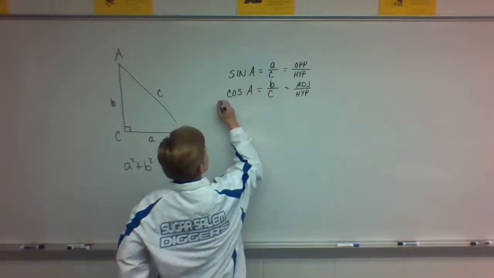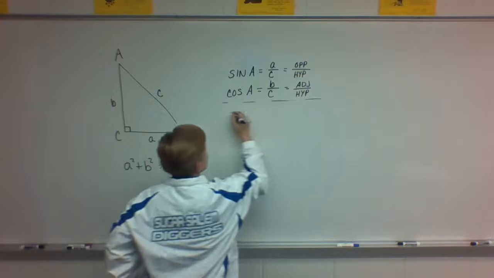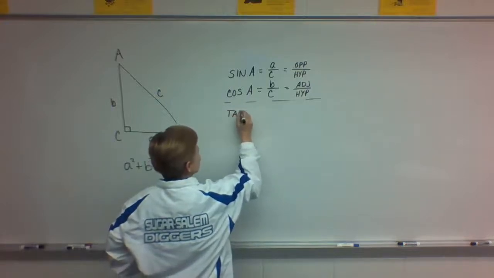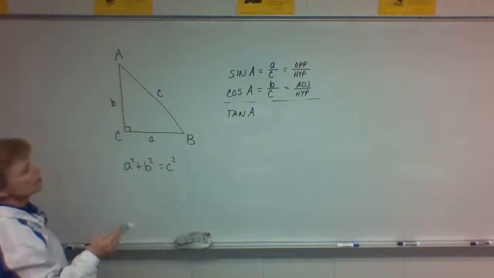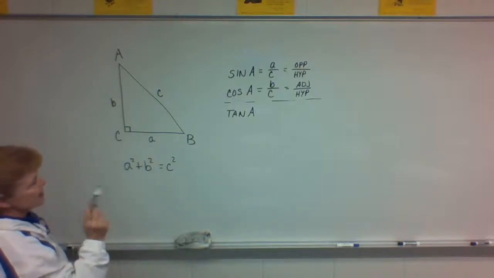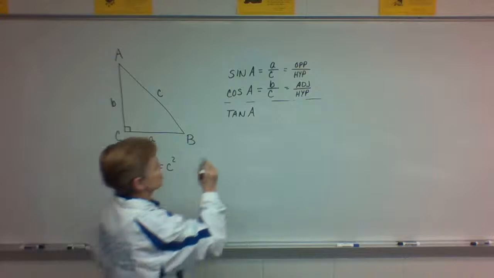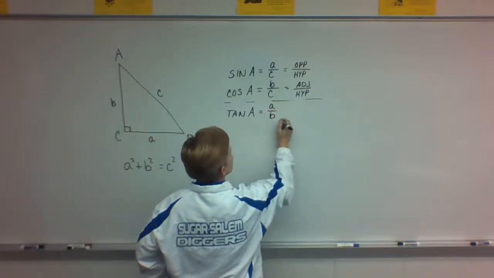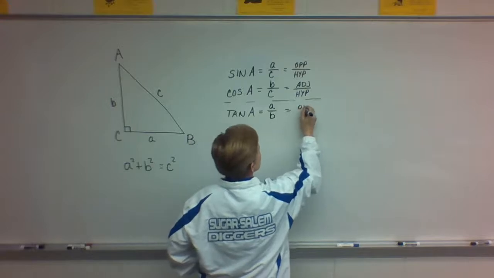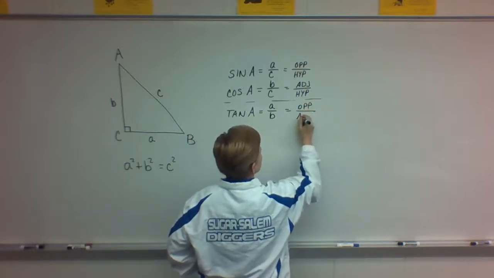The other one, I'm putting a dotted line here on purpose because this guy called tangent is different from everybody else. I'm going to stick with angle A. The tangent doesn't involve the hypotenuse. It's only about legs. The tangent is the opposite over adjacent, which is A over B in this case. Opposite over adjacent.